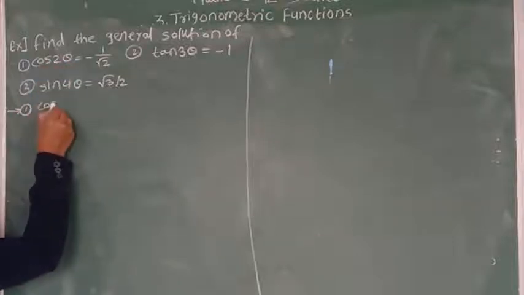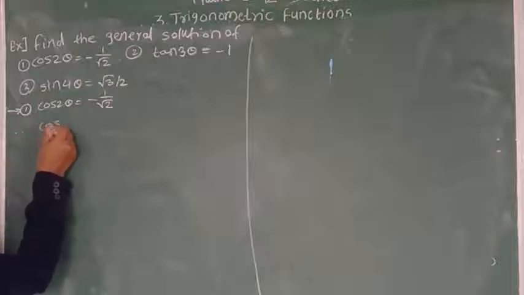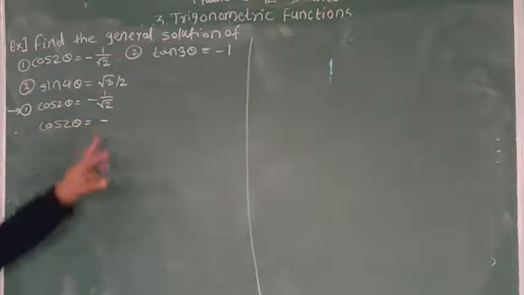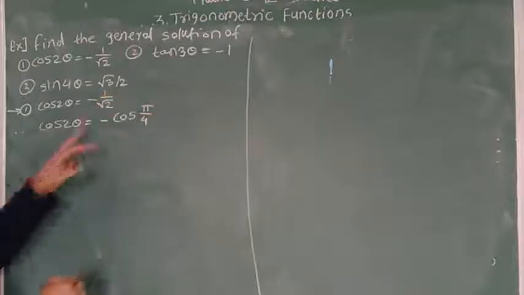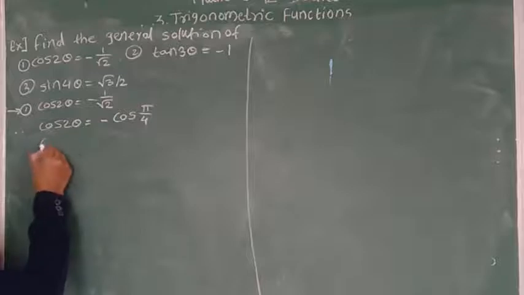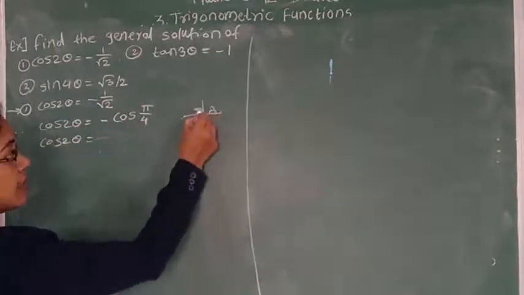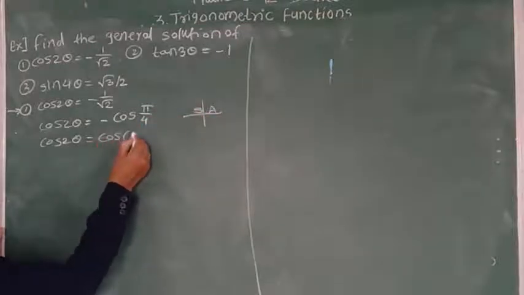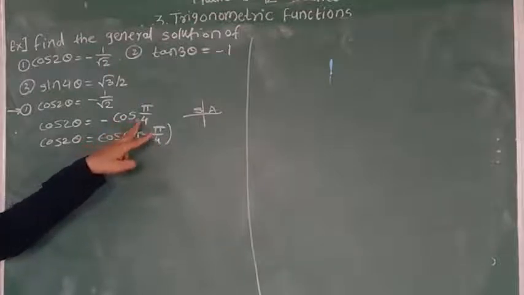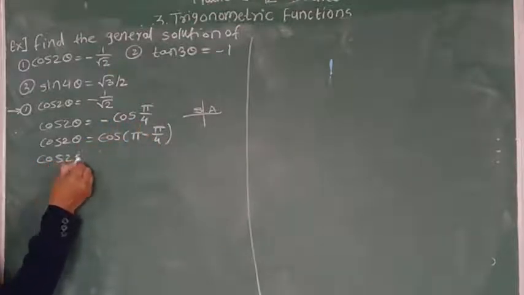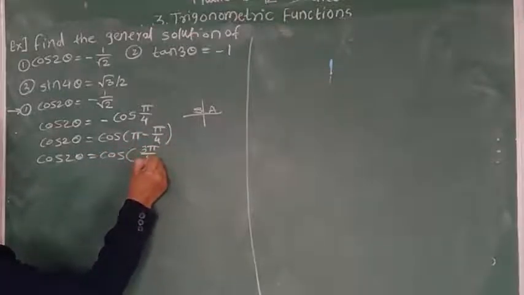So first is cos 2 theta is equal to minus of 1 upon root 2. So therefore cos of 2 theta is equal to minus of 1 upon root 2. Cos of pi by 4 is 1 upon root 2. So cos is negative in second quadrant. So we can write cos of pi minus pi by 4. Cos of pi minus theta is minus cos theta. So therefore cos 2 theta is equal to cos of 4 pi minus pi, which is 3 pi by 4.